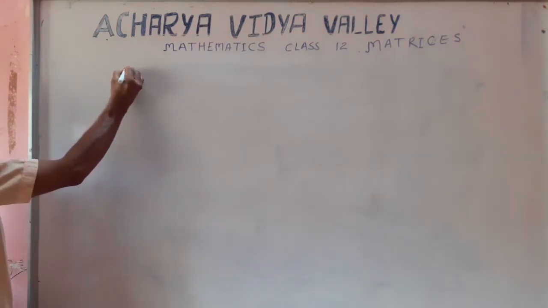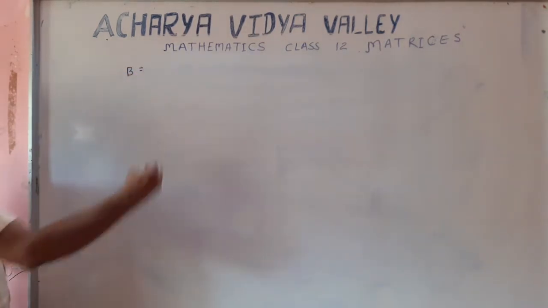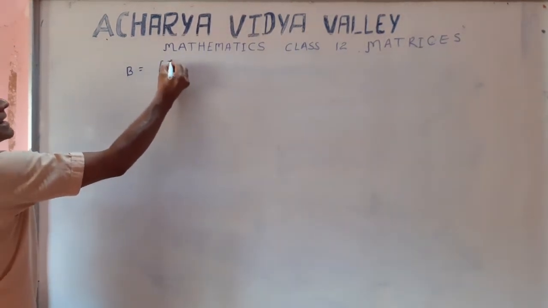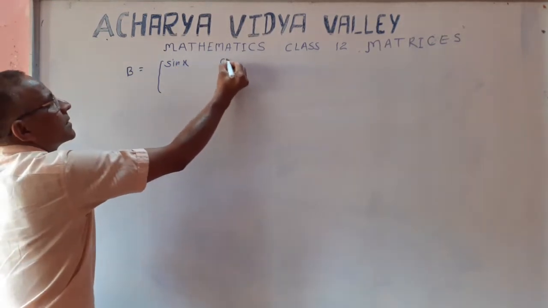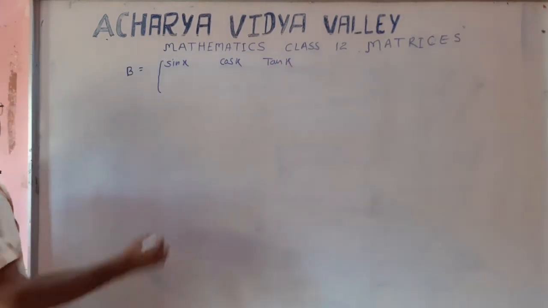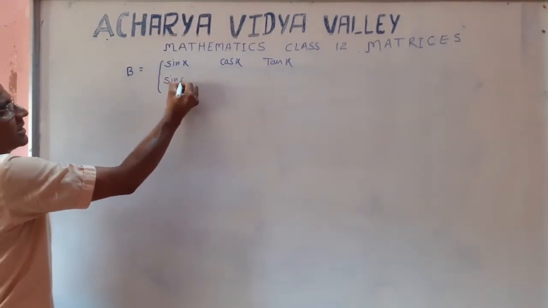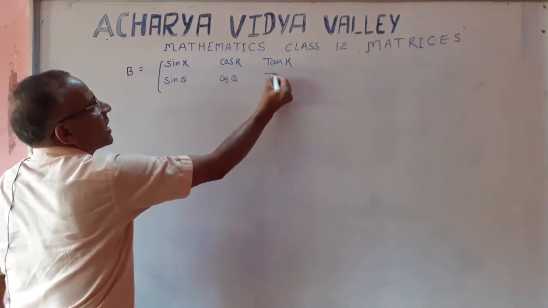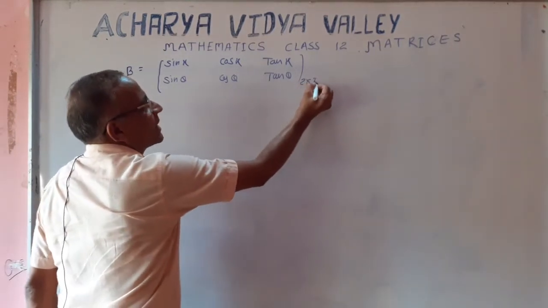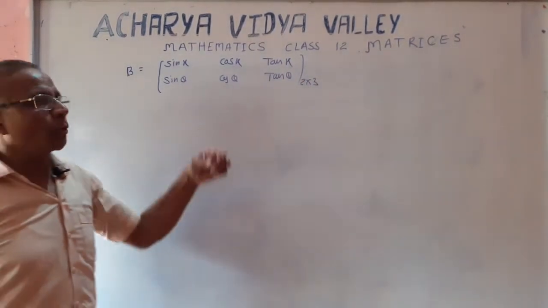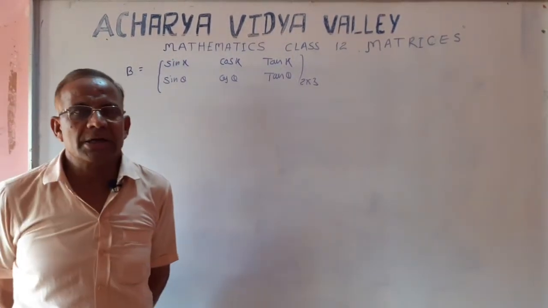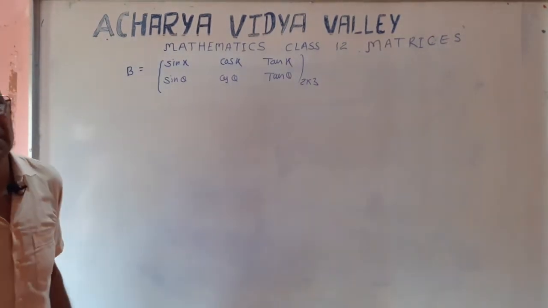Other examples are matrix B equal to, of order 2 by 3: sin x, cos x, tan x in the first row, and sin theta, cos theta, tan theta in the second row. It is a matrix of 2 by 3. The number of rows is 2 and the number of columns is 3. So the matrix will be 2 by 3.